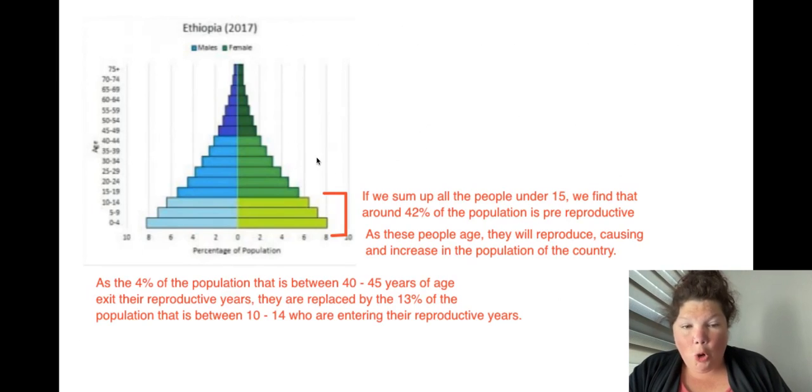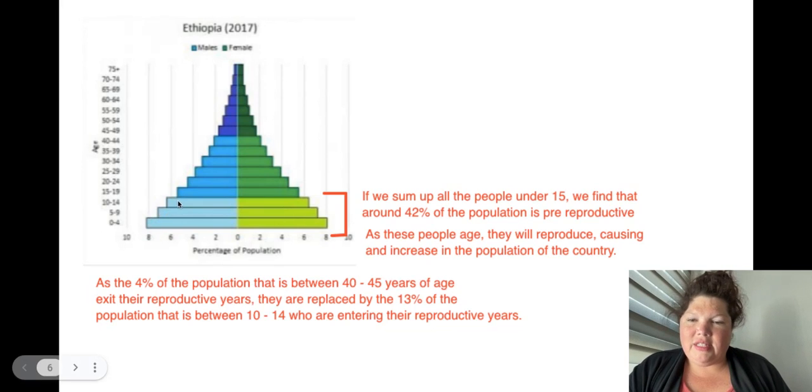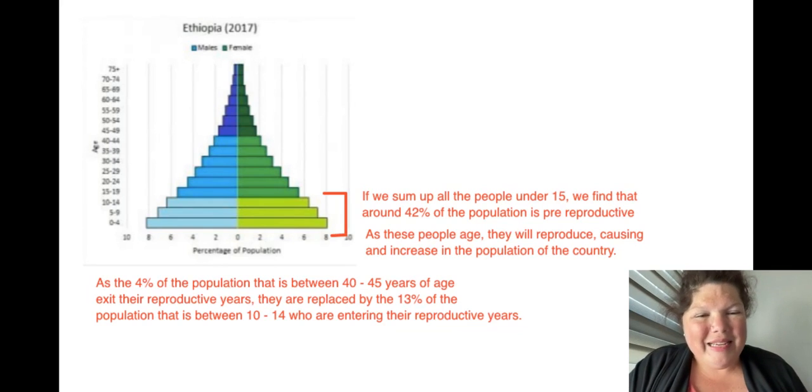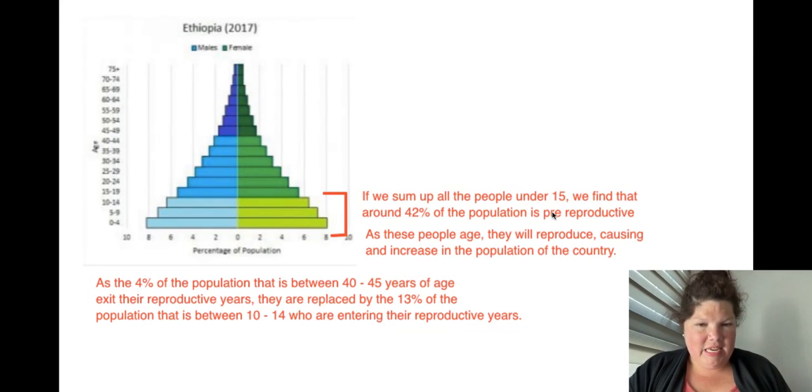Okay, so this is Ethiopia. You can see it's a beautiful curve here. And you can see clearly in our younger years, we have a much greater population, and it slowly decreases all the way towards the top. Incredible. If we sum up the people under 15, we find that 42% of the population right now is pre-reproductive.